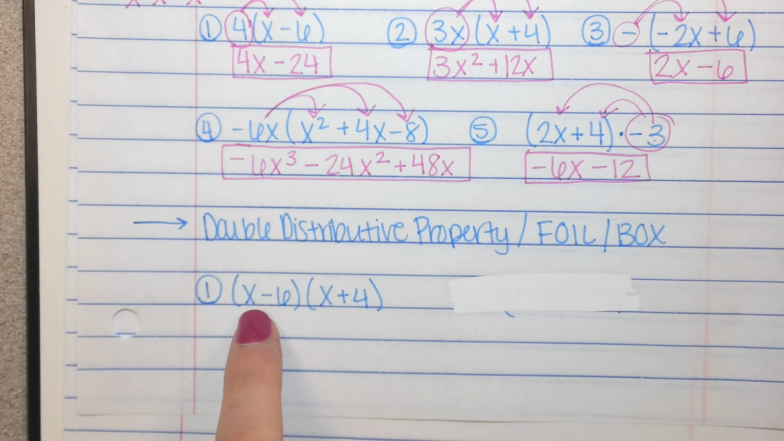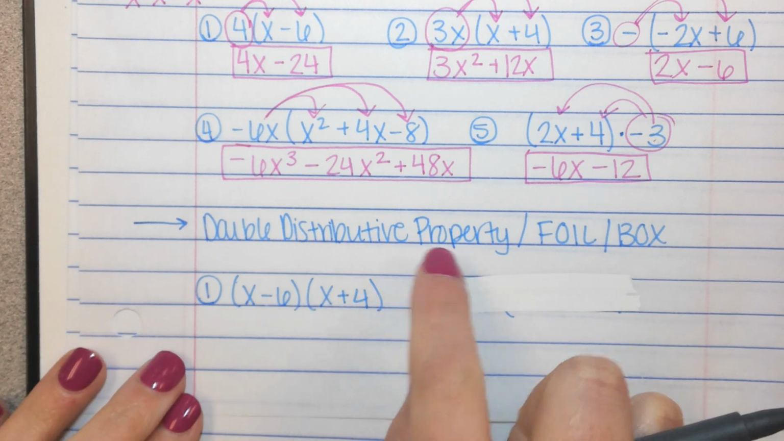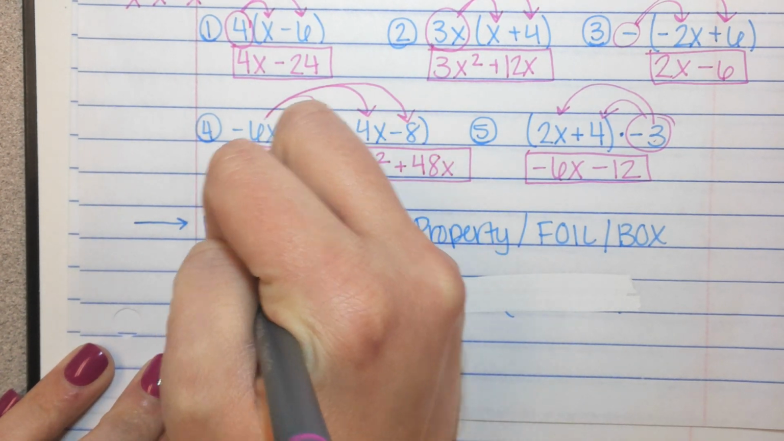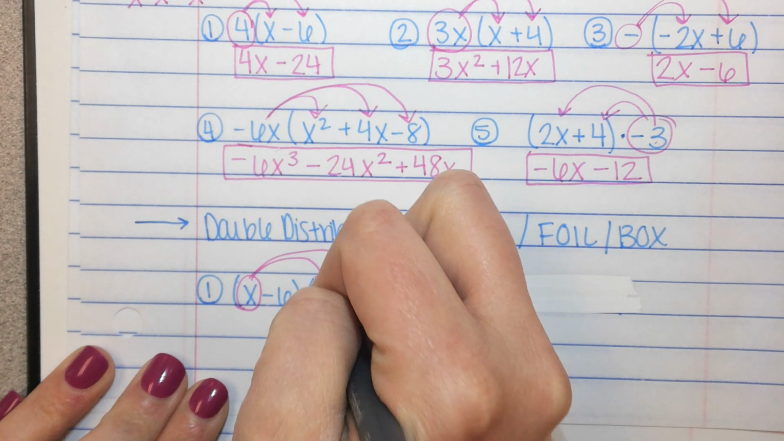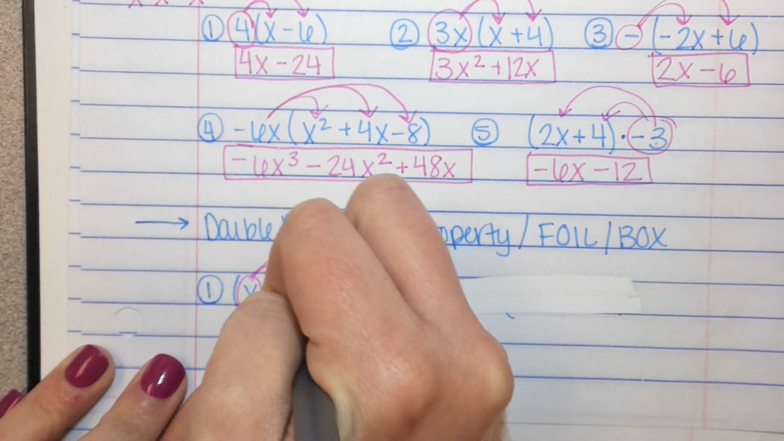So we have the quantity x minus 6 times the quantity x plus 4. First, I'm going to do it thinking of the double distributive property. So first, I'm going to distribute this x to that second set. Okay, so x times x is x squared. x times 4 is 4x.